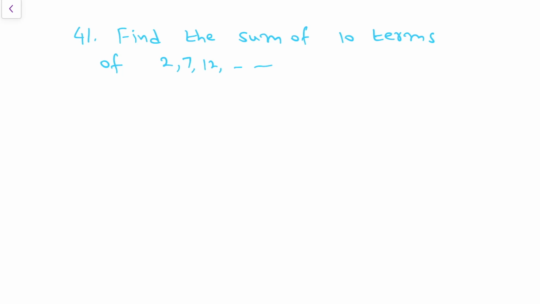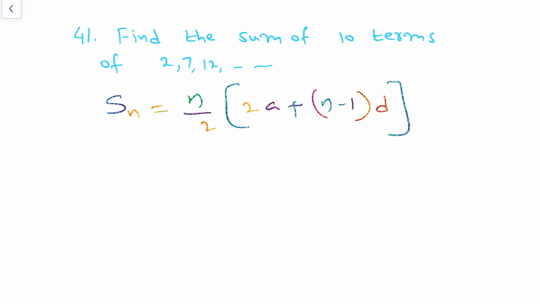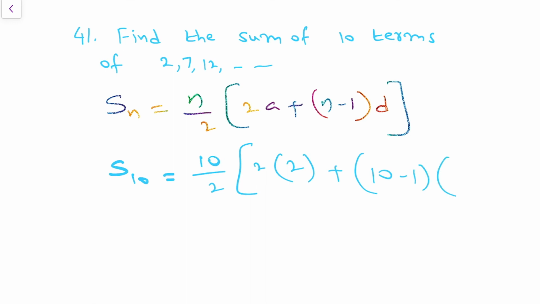Find the sum of 10 terms of the given arithmetic progression 2, 7, 12, and so on. So what is the formula for the sum of n terms? Sn is equal to n by 2 into 2a plus n minus 1 into d. This is the formula to find the sum of n terms. In this question he is asking for 10 terms, so n is 10. So 10 by 2 into 2 into the first term 2 plus again n, 10 minus 1, into d, the second term minus first term, 7 minus 2, it is 5.